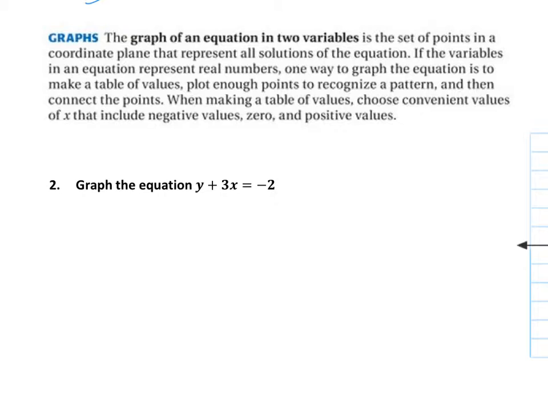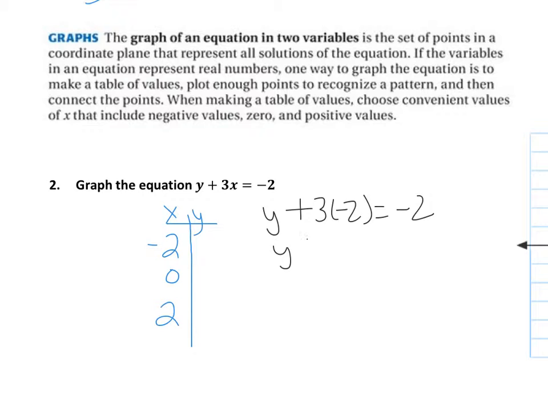Alright, so what I'm going to do is substitute negative 2, 0, and positive 2. So I'm going to plug in: y plus 3 times negative 2 equals negative 2. Y plus 3 times negative 2 is negative 6, so y minus 6 equals negative 2. Add the 6, you get y equals 4.